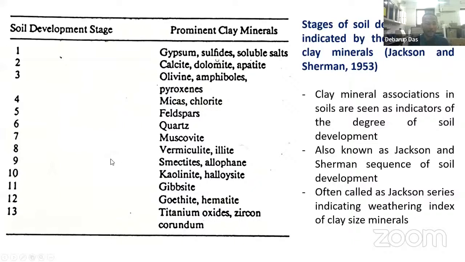But in ARS, they may ask what the soil development stage would be if muscovite is a dominant mineral. In that case, you have to write 7. Or at weathering stage 10, which of the following minerals will be present? You will have, say, kaolinite, feldspar, and you have to write kaolinite. So you have to prepare a mnemonic for this, and you have to remember this, at least for the SRF and ARS exams.